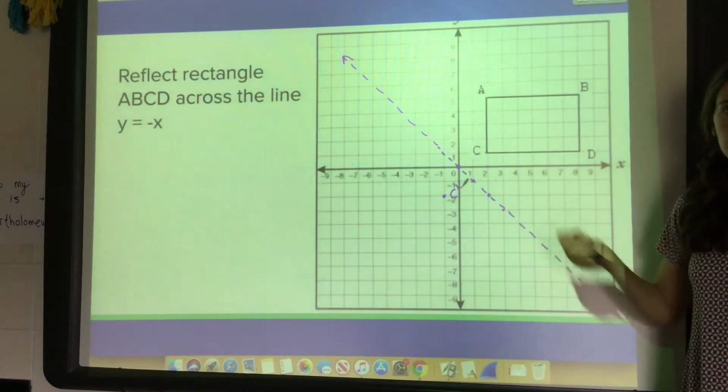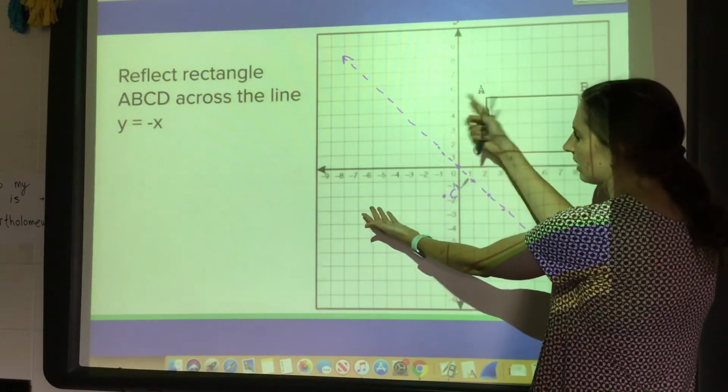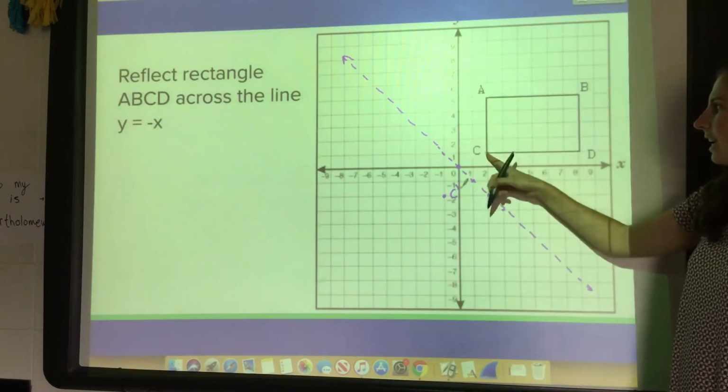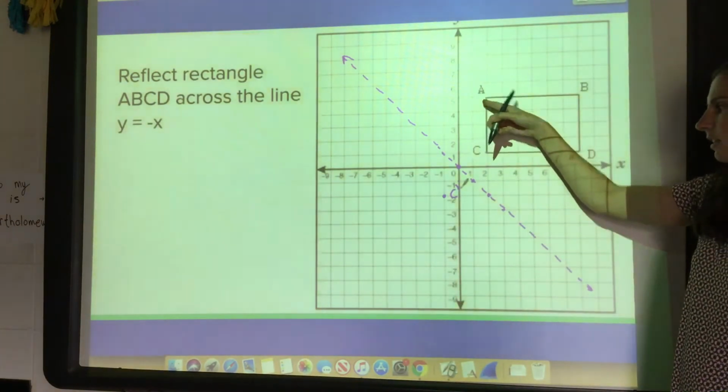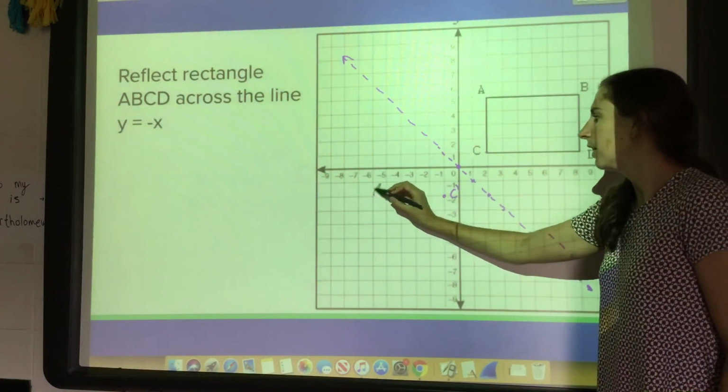Usually once you get one point, you can figure out the rest. If I folded it, A would be somewhere over here. And I know that from C to A, it was 1, 2, 3, 4 units. So why don't we just count? 1, 2, 3, 4. There's A prime.